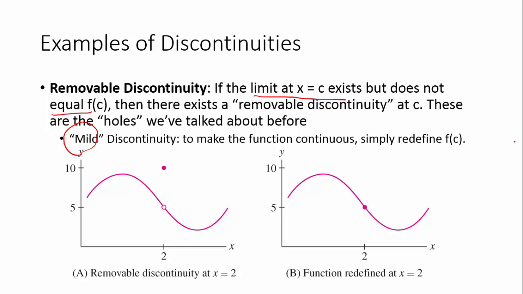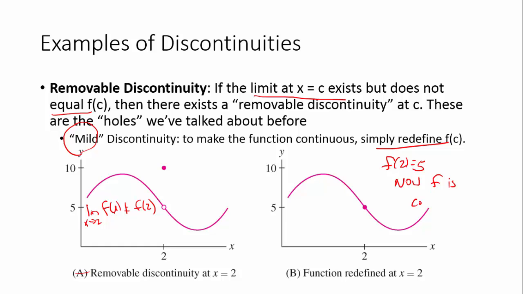So for instance, here's what they mean by that. This is a picture I got from your book. So graph A down here has a removable discontinuity at x equals 2 because as we take the limit of either side of the function, we get closer to 5. However, f of 2 equals 10. So we would say that the limit as x approaches 2 of f of x does not equal f of 2. Therefore, it's not continuous at 2. To fix that, you just take the dot and fill in the hole. You can redefine f of c to say, okay, well, let's make f of 2 equal 5.